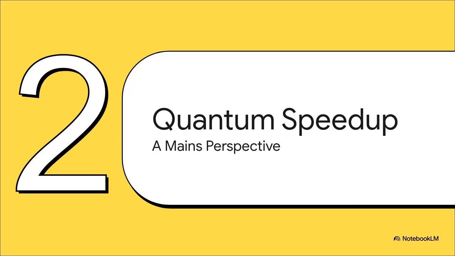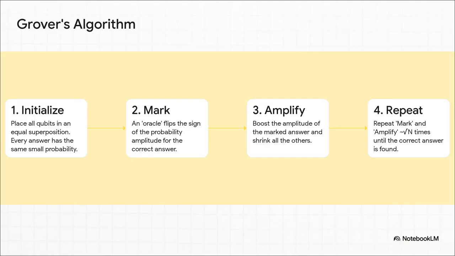Okay, so we've got the basic vocabulary down for prelims. Now let's put it all together and think about this from a mains perspective. How do these 4 principles actually work together to solve a problem? This is where we get into the how and why. Let's look at that search problem again, but this time step by step.